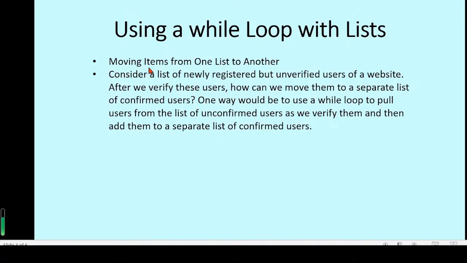So we can move items from one list to another. Consider a list of newly registered but unverified users of our website. After we verify these users, how can we move them to a separate list of confirmed users? One way would be to use a while loop to pull users from the list of unconfirmed users as we verify them, and then add them to a separate list of confirmed users.